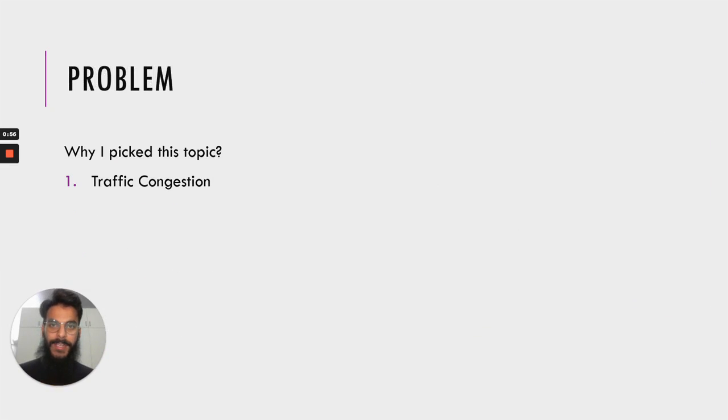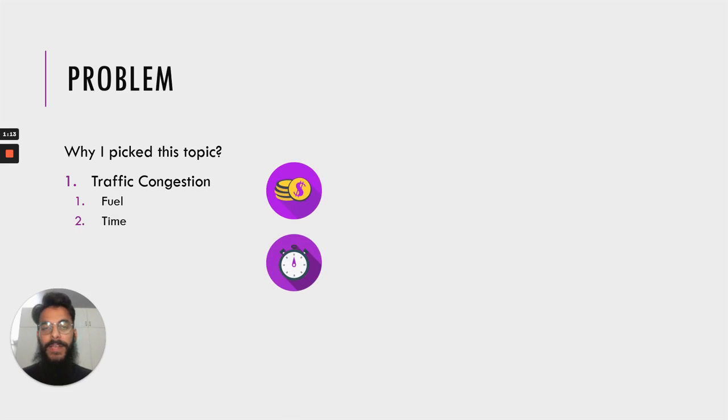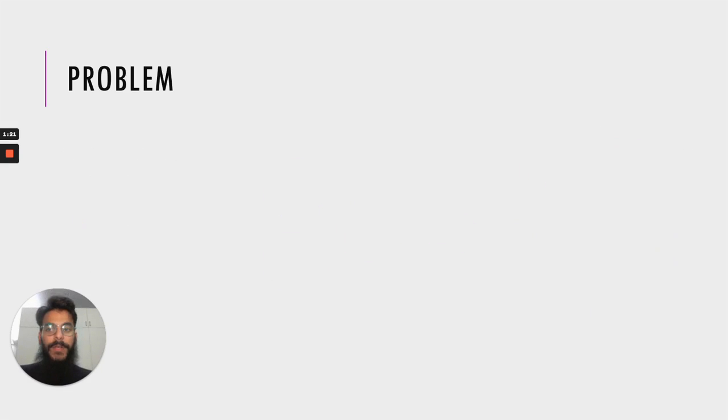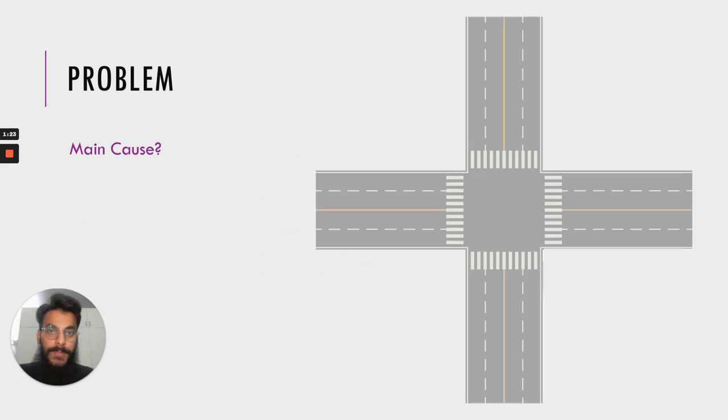Because of traffic congestion. I belong to Pakistan and we have a lot of traffic signal issues. The first cost we pay for traffic congestion is fuel, of course money, and then time. And a very important thing is health, which suffers in the form of climate change, which is very crucial. So what are the main causes?